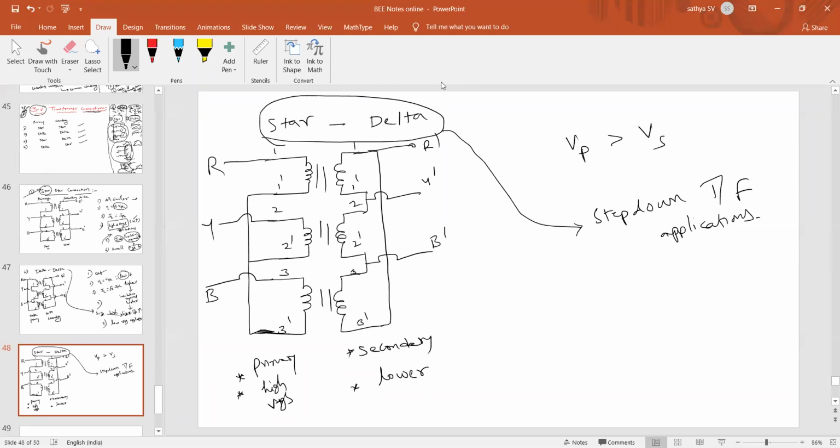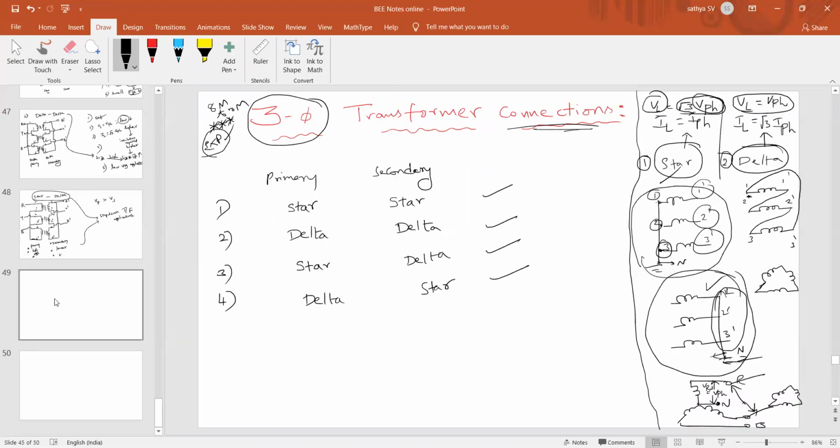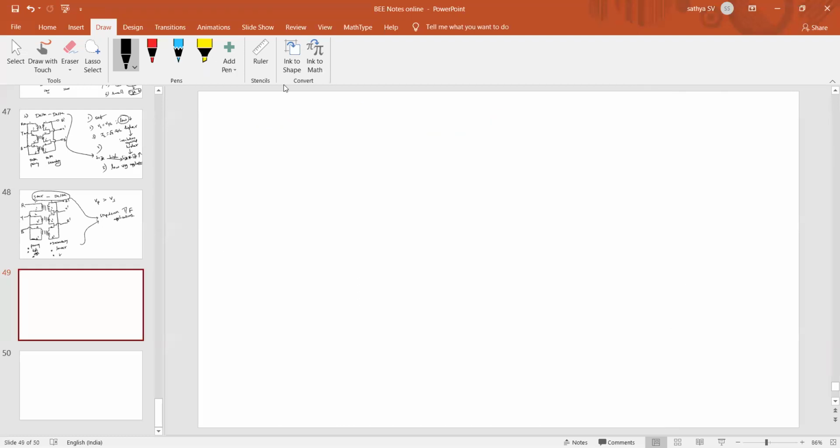Star delta configuration. Whatever points you learned on the star connection you need to write here, and whatever the points on the delta side you need to mention. The final point is where we can use it: step down transformer. Clear? Shall we move on to the last configuration? Quick. What is the last one? Delta star.